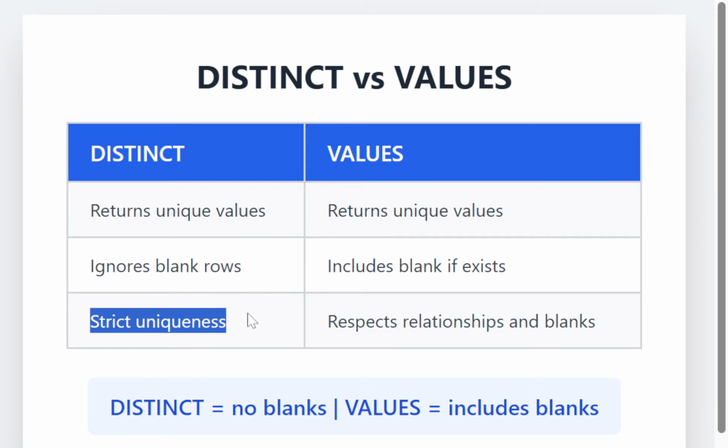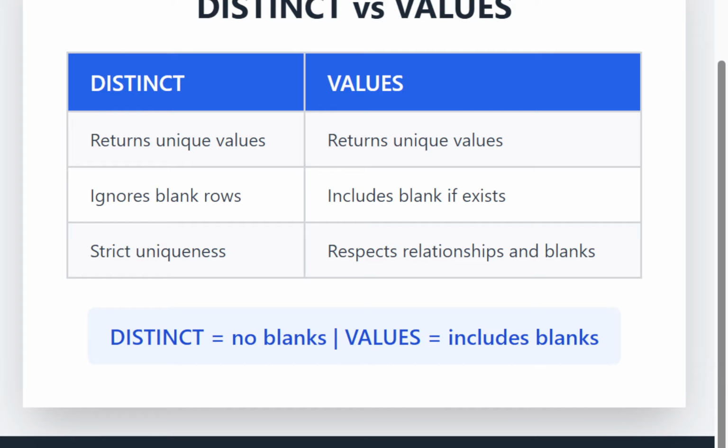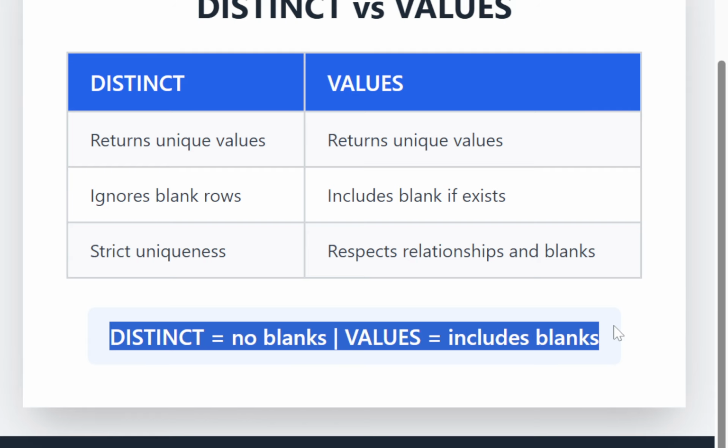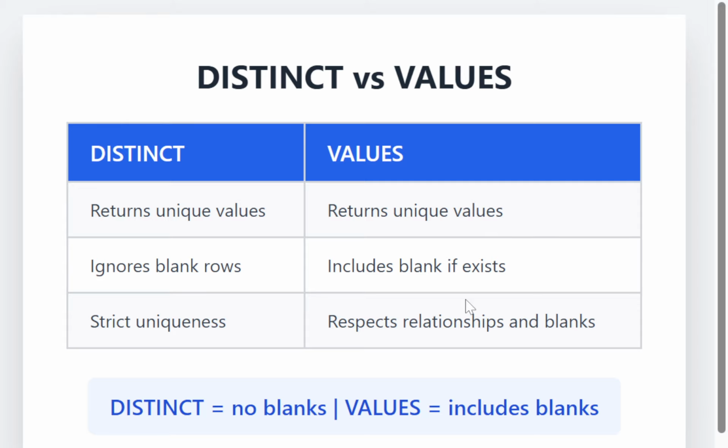This is the strict uniqueness, respects relationships and blanks. So DISTINCT is no blanks, VALUES is equal to include blanks. If you say this, the interviewer will understand that you know the difference between these two. Okay, so I think all the questions are covered here.